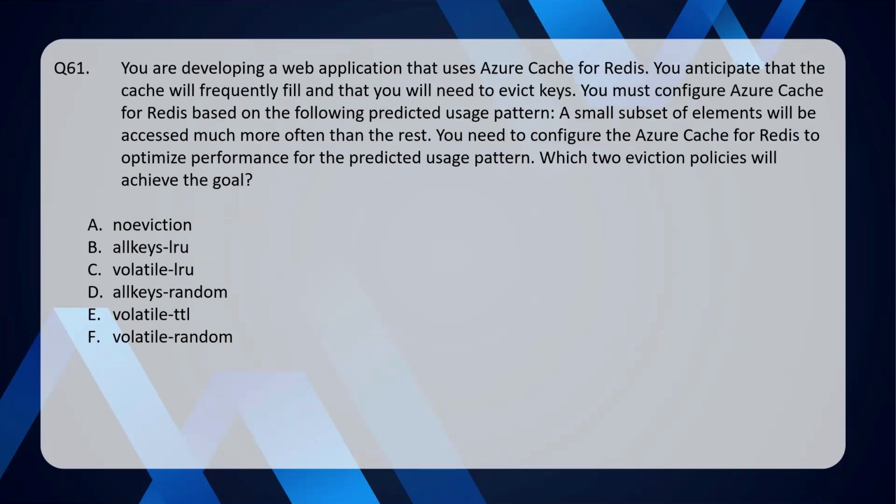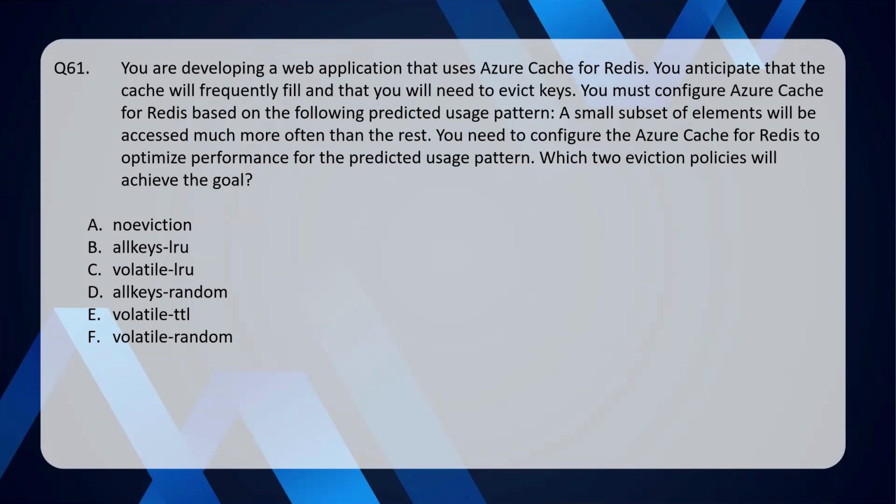Next question, friends. You are developing a web application that uses Azure Cache for Redis. You anticipate that the cache will frequently fill and that you will need to evict keys. You must configure Azure Cache for Redis based on the following predicted usage pattern. A small subset of elements will be accessed much more often than the rest.